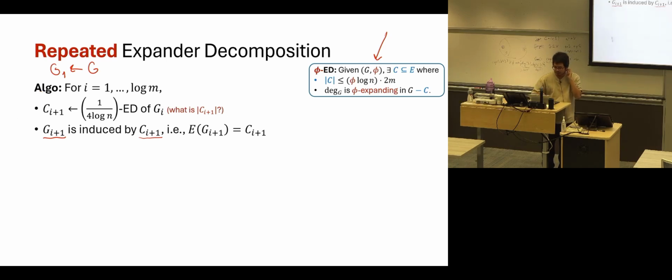So let me ask you first, what's the size of C2? Can you give me some? Would it be less than or equal to m over 2? Very good. It's just less than m over 2, just from here. And then what's the size of C3?